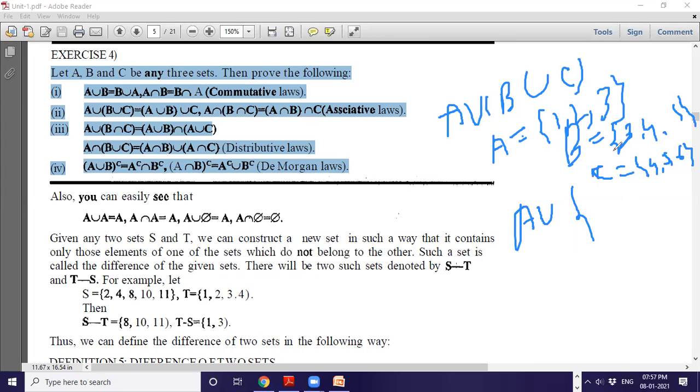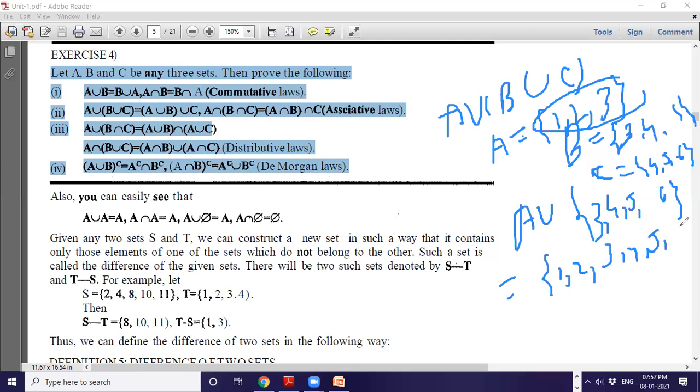Because you know that for B union C I have to consider all the elements of B or C, meaning an element should not be repeated. I need to write it only once, but I have to consider all of them, right? So 3, 4, 5, and 6. Then A, what is A? A is 1, 2, 3. Again, if I take the union of 1, 2, 3 with 3, 4, 5, 6, what will I get? 1, 2, 3, 4, 5, and 6, right? So that's the left hand side of the equation.